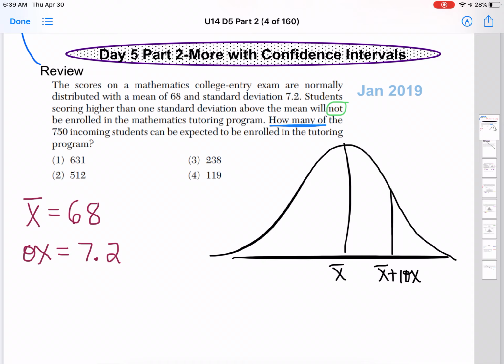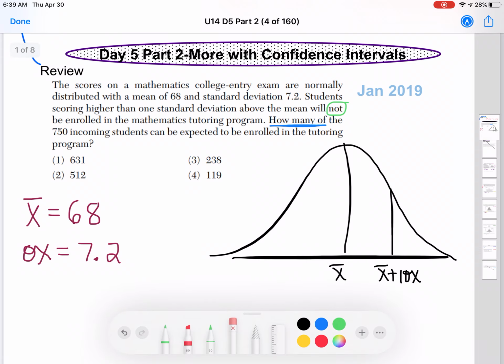Okay. All right, so first one, we'll just do a review question. It says the scores on mathematics college entry exams are normally distributed. So you can see I drew my bell curve with a mean of 68. So I took that information off to the side. I like to put it here. And a standard deviation of 7.2. And students scoring higher than one deviation above the mean will not be enrolled in a math tutoring program. So let's go ahead and draw out one deviation above the mean.